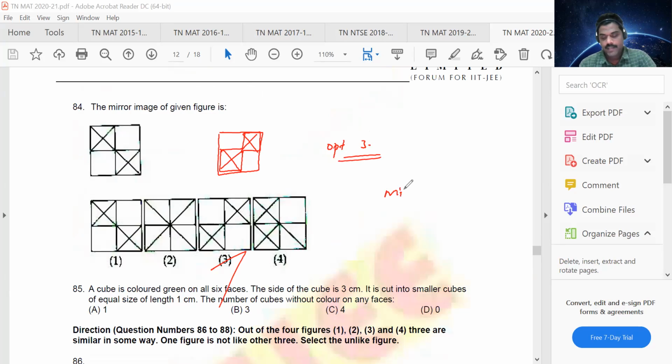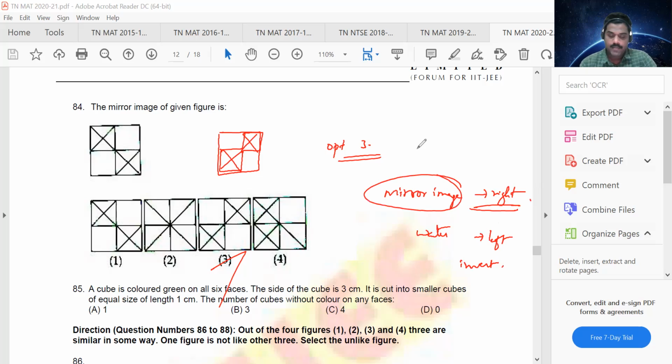Always remember, whenever you see mirror image, start from right side. For water image, you can start from left, and for water image, always invert. For mirror image, always invert laterally.